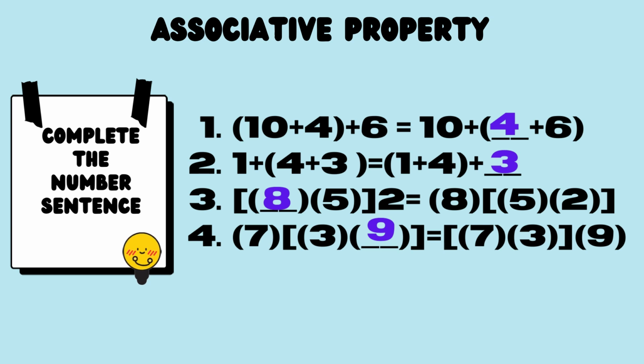So 10 and 4 is 14, plus 6 is 20. 10 plus 10 becomes 20. So 1 and 7 is 8, and 5 and 3 is 8. So 8 times 5 is 40, times 2 is 80. 5 times 2 is 10, and 10 times 8 is 80. So you just have to compute them so that you can check if they are equal. So 3 times 9 is 27, times 7. So 27 times 7. 20 times 7 is 140.